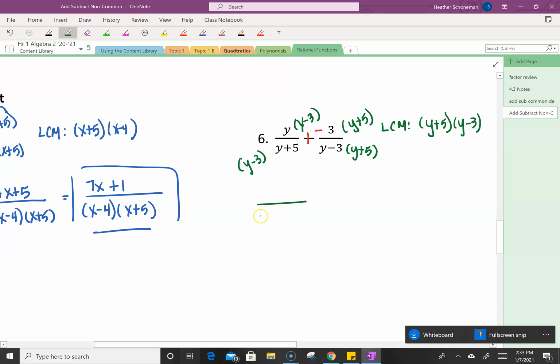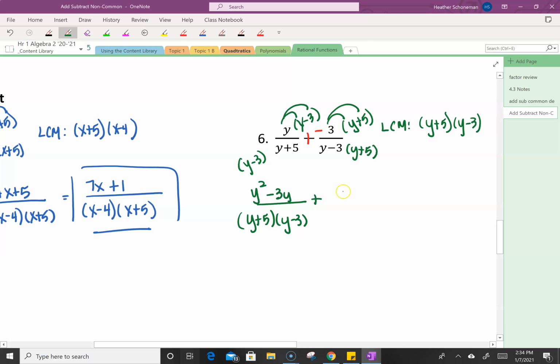So the first fraction, my denominator is the least common multiple, y plus 5, y minus 3, and now I need to take y times this binomial, so that gives me y squared minus 3y, plus, now over here, I'm going to multiply everything by negative 3, excuse me. So that gives me negative 3y, and then negative 3 times 5 is negative 15, all over the least common multiple. Now that I've rewritten the fractions, now I can combine them together.